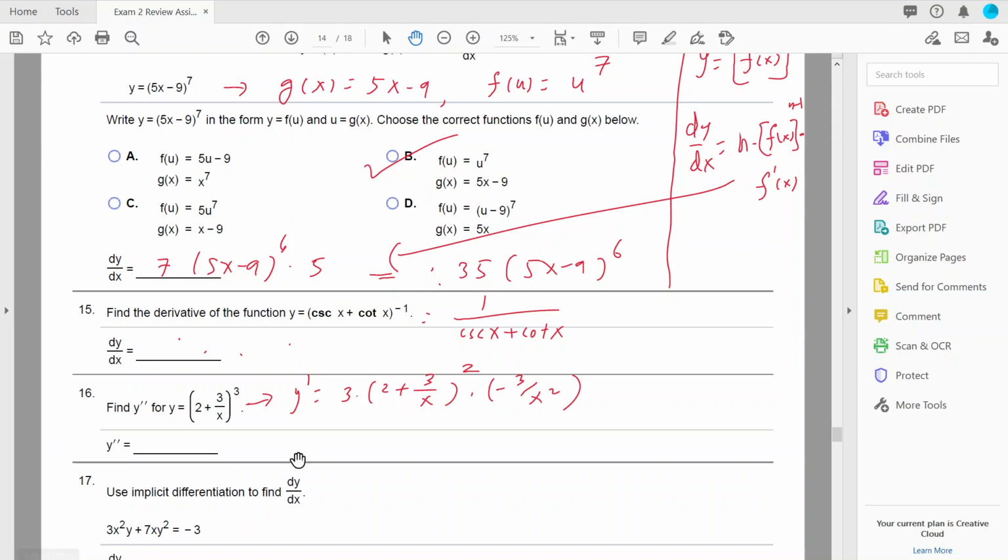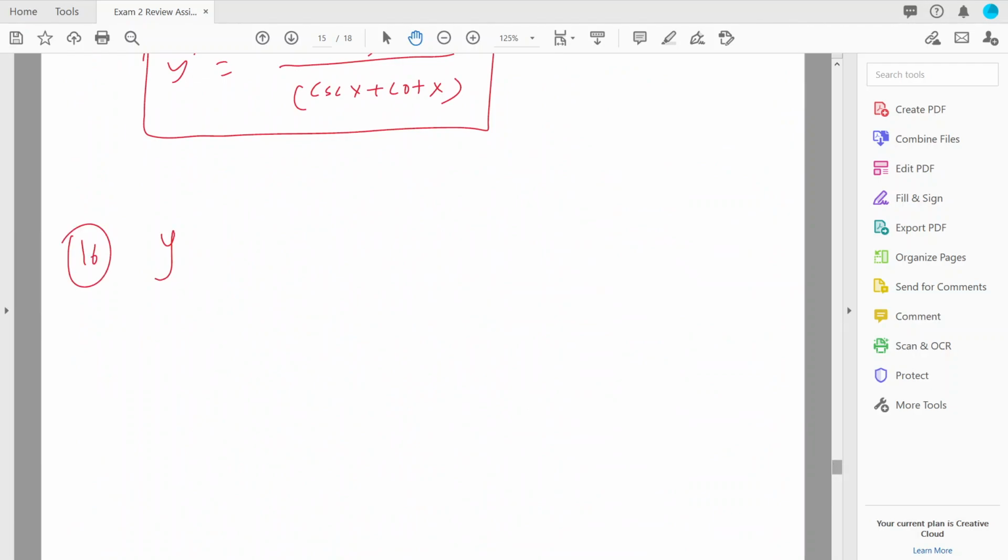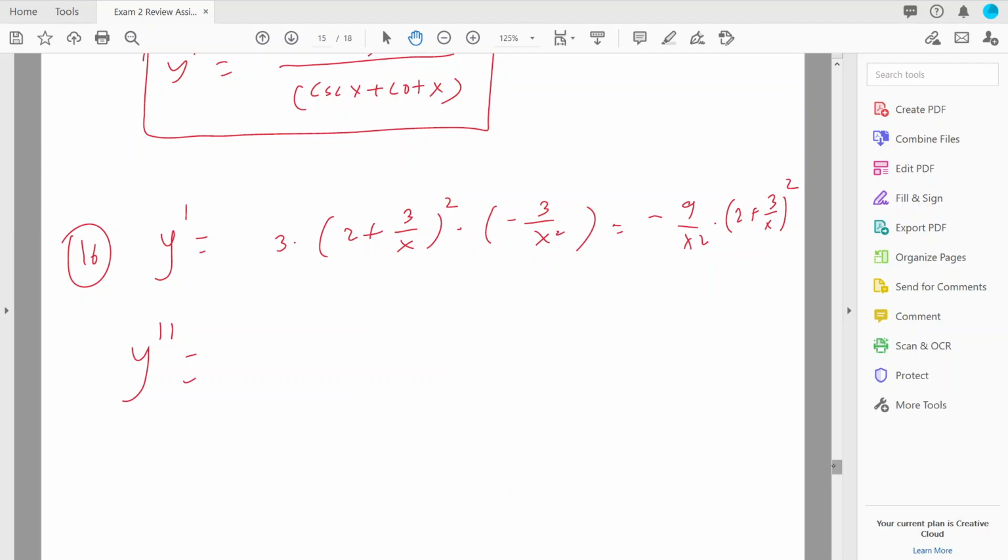I'm going to use the next page here, 16. The y prime we found is 3 times 2 plus 3 over x squared times negative 3 over x squared, which is basically negative 9 over x squared times 2 plus 3 over x squared. So for y double prime we need to use the product rule. Find the derivative of the first one, which is negative 9 over x squared. The derivative of 1 over x squared is negative 2 times 1 over x cubed. The negative from here and the already negative make it positive, so 2 over x cubed. That's the derivative of 1 over x squared.